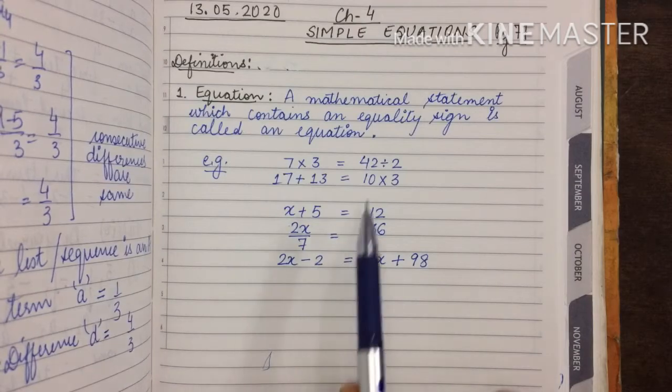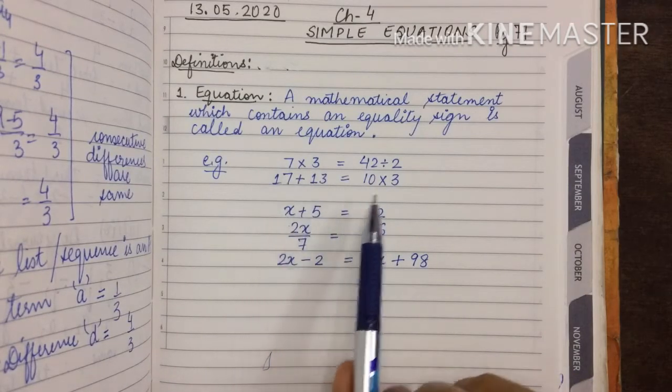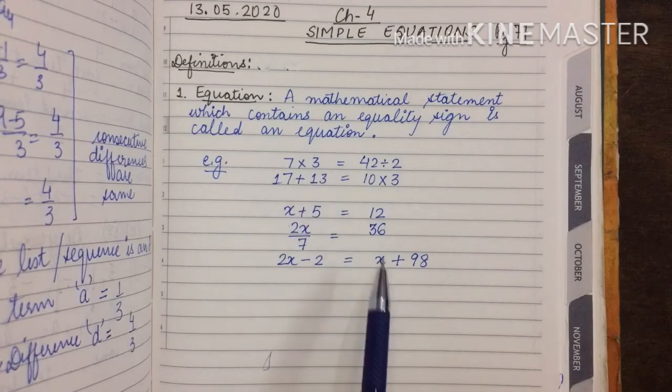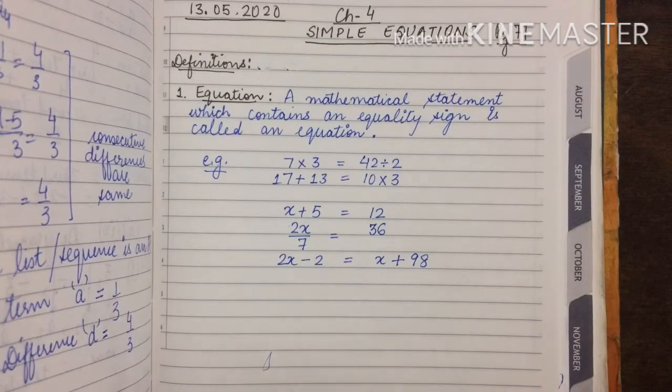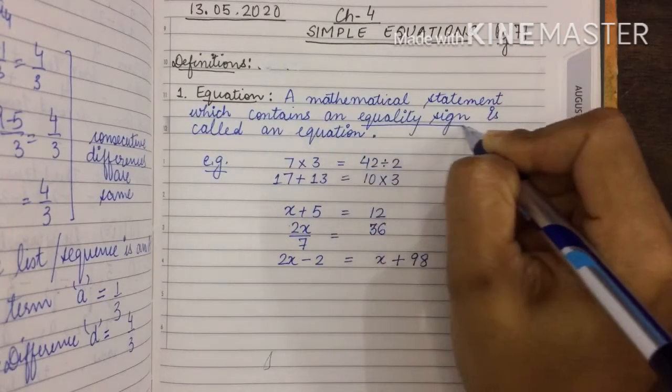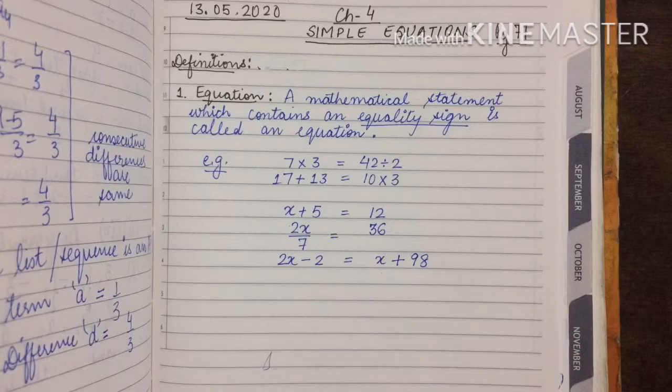So your mathematical statement could contain only numbers. Your mathematical statement could contain numbers and variables. The important thing is your statement must have an equality sign. So there should be an equals to sign in your statement. Such kind of statements are called equations.